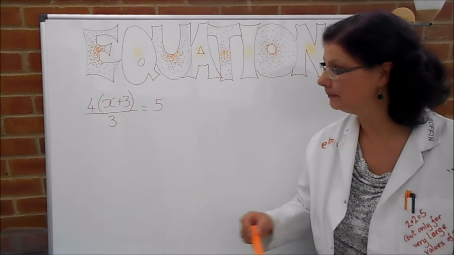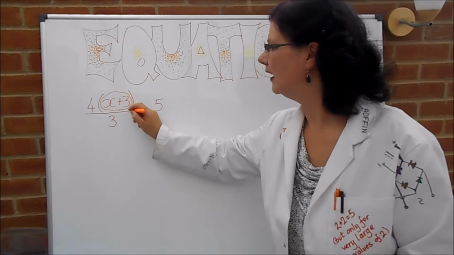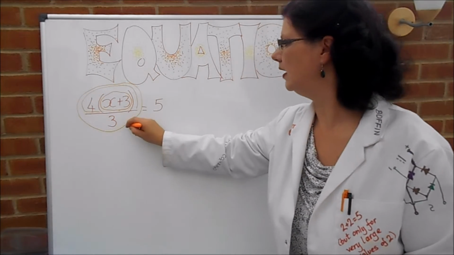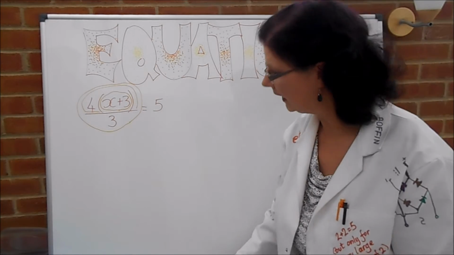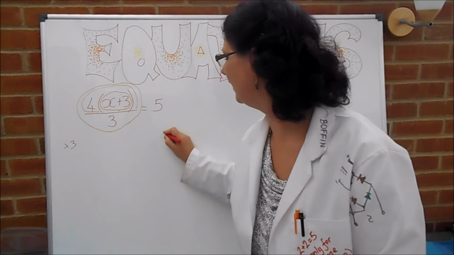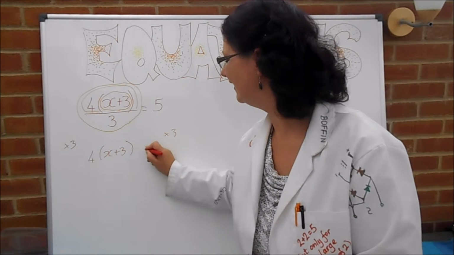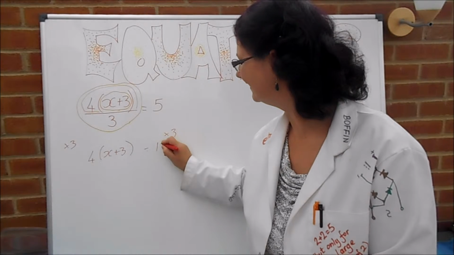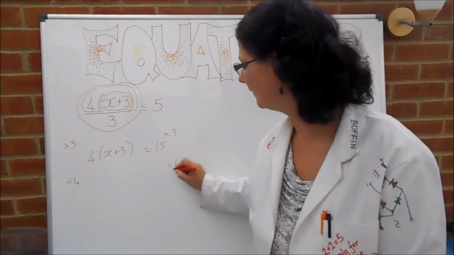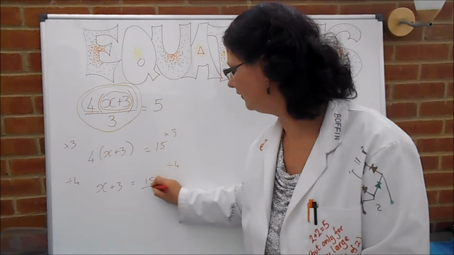Right, here come the 3 layers. We've got a bracket, so that's the inner one. And then we've got this multiply out here, and then that divide there. So first of all, moving that 3, we're going to do a times by 3 on both sides, which gives us 4 lots of x plus 3 is equal to 15. Dividing by 4, here's where the fractions come in. So we're going to have x plus 3 is equal to 15 over 4.